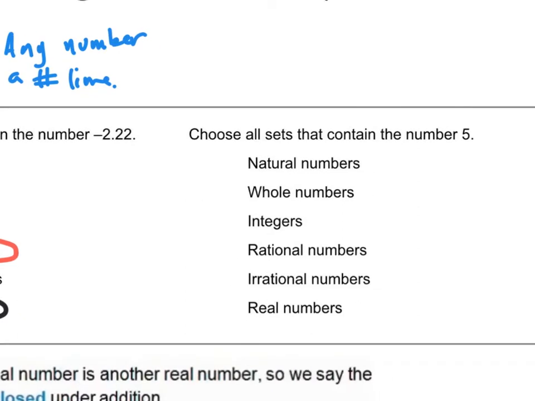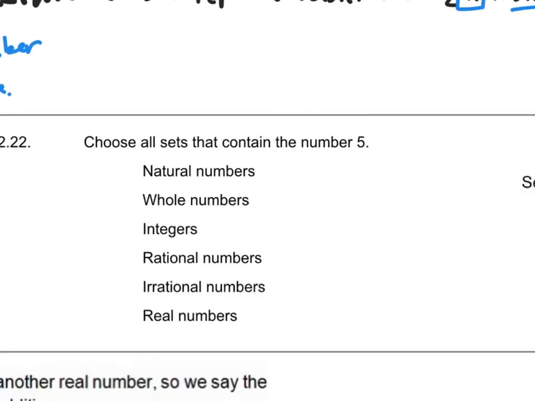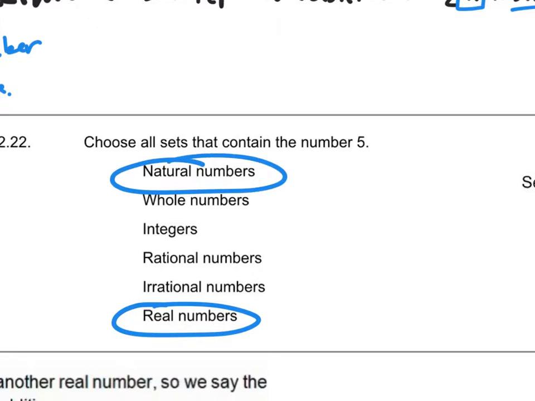Okay, let's take a look at the number 5. It's everything but irrational. We know it's a real number, okay? It's a natural number, it's a counting number. If it's a natural number, then we know it's also a whole number. If it's a whole number, we know it's also an integer.